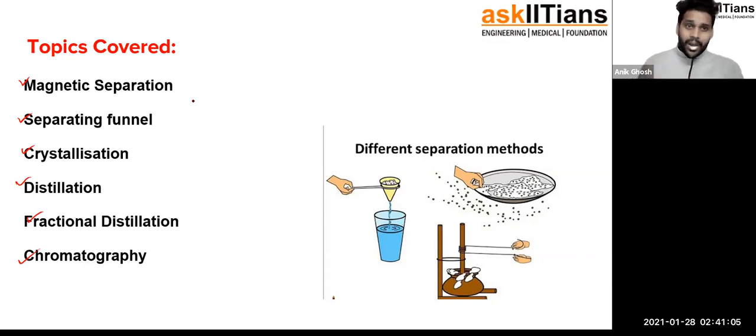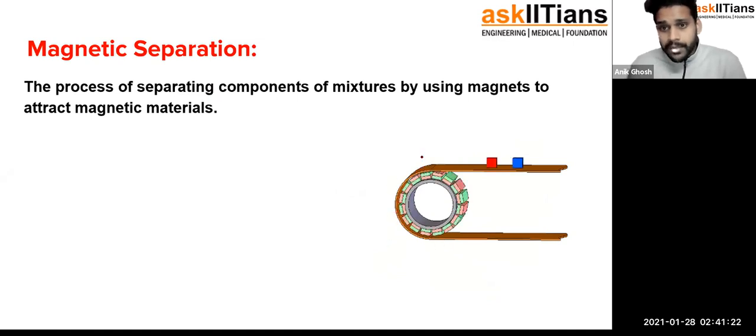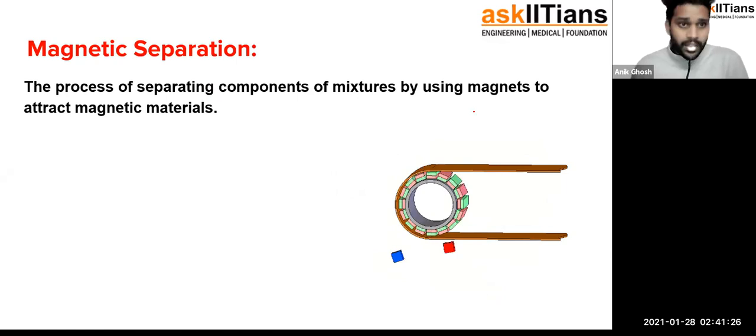I want your 100% attention in this class because this is going to be very important for you. Now, the first thing today is magnetic separation. You can see in this GIF that there is a belt-like structure. First we go through the definition. You can see this process separates components of mixtures by using magnets.